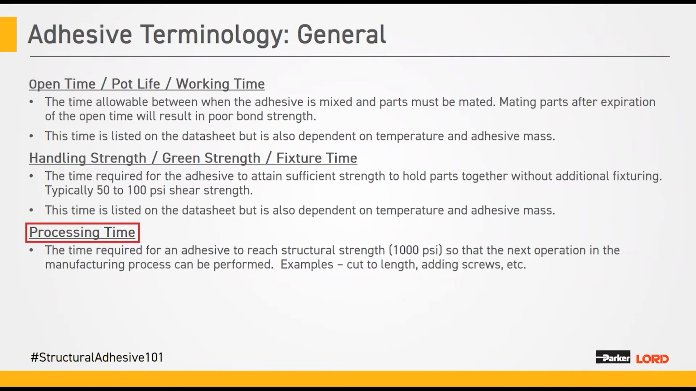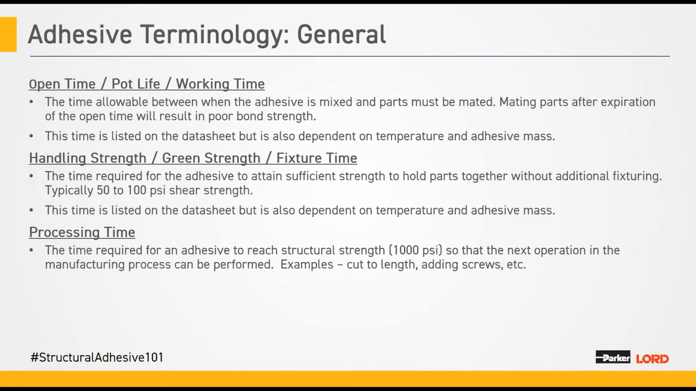The third term I'd like to introduce is processing time. This is the time required for an adhesive to reach that structural strength when we're referring to structural adhesives, and that is 1,000 psi or 6.9 megapascals. Once the adhesive reaches that strength, the next step in the manufacturing operation can readily be performed without degrading the bond line or fracturing the part and causing quality issues.